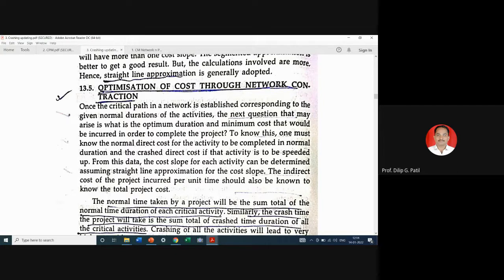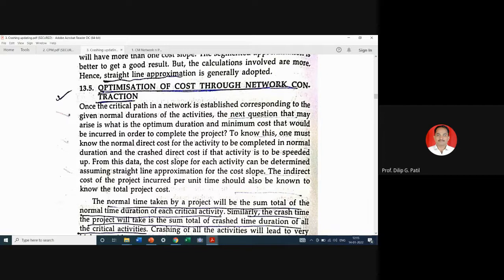So once the critical path in a network is established corresponding to the given normal durations of the activities, the next question that may arise is what is the optimum duration and minimum cost that would be incurred in order to complete the project. Right, so once we decide the critical path for the normal duration, from that we will understand how much crashing to do and where to stop.